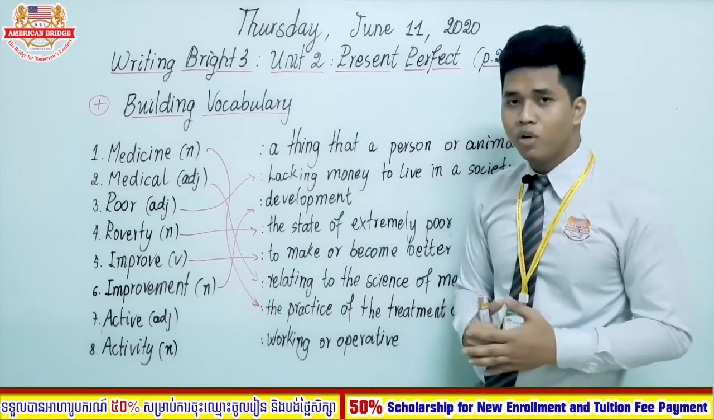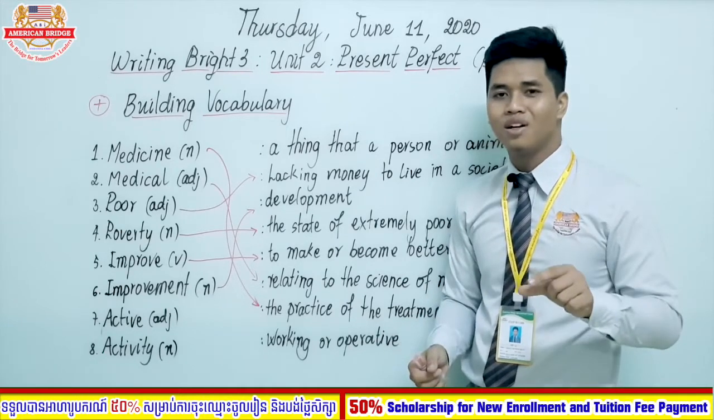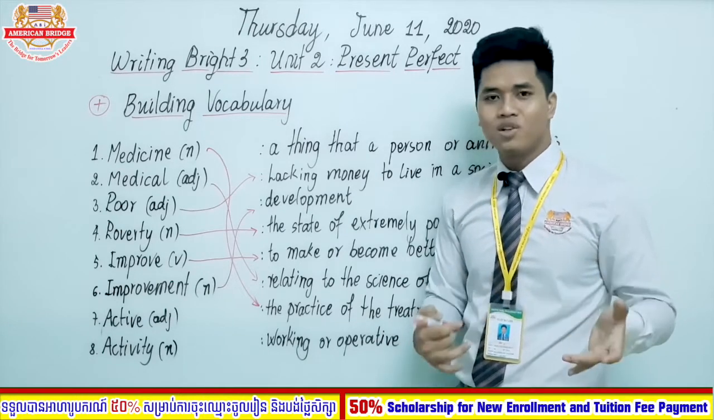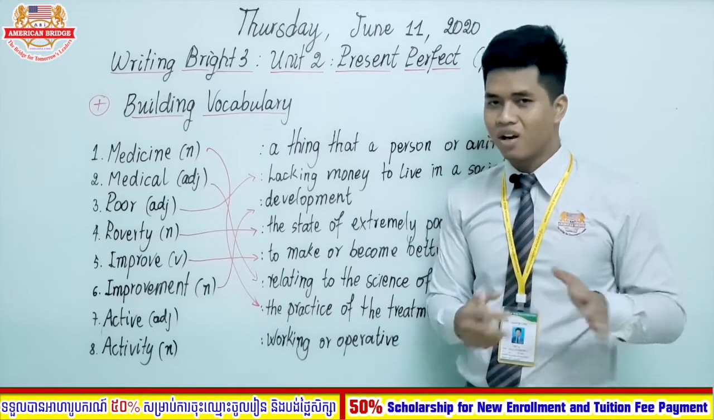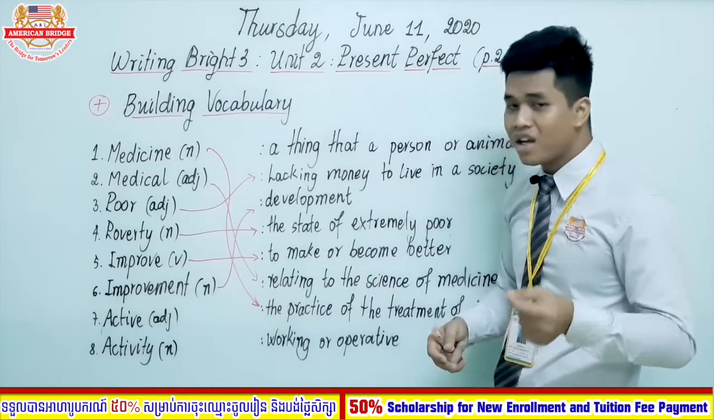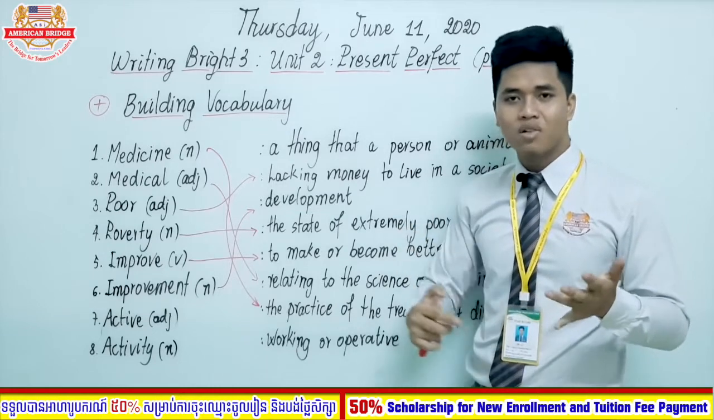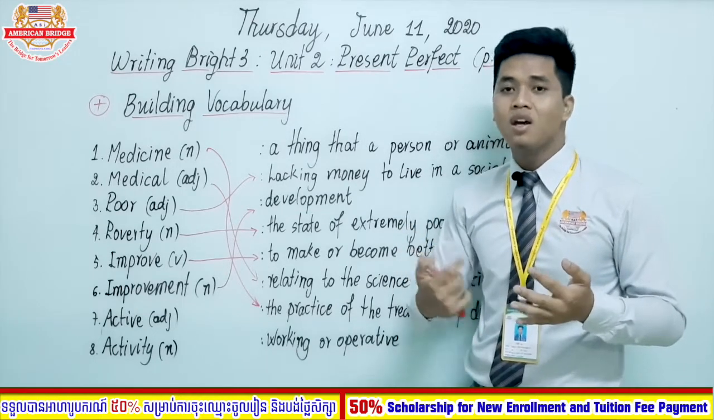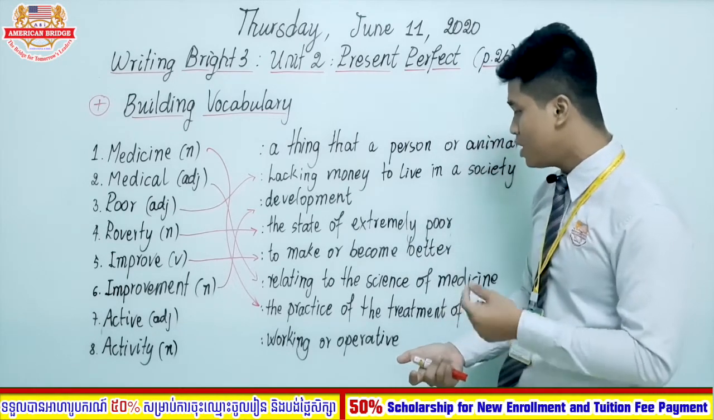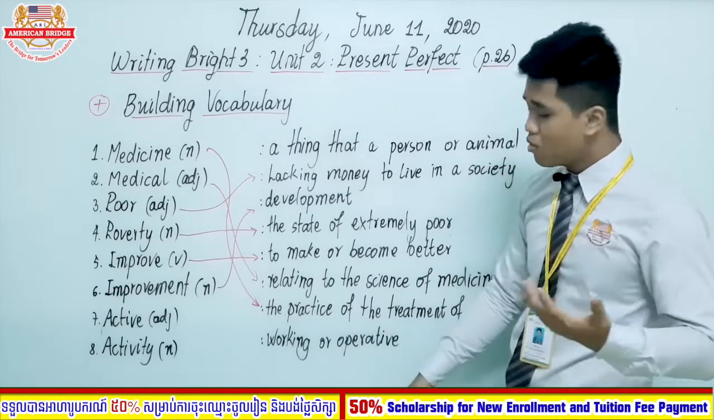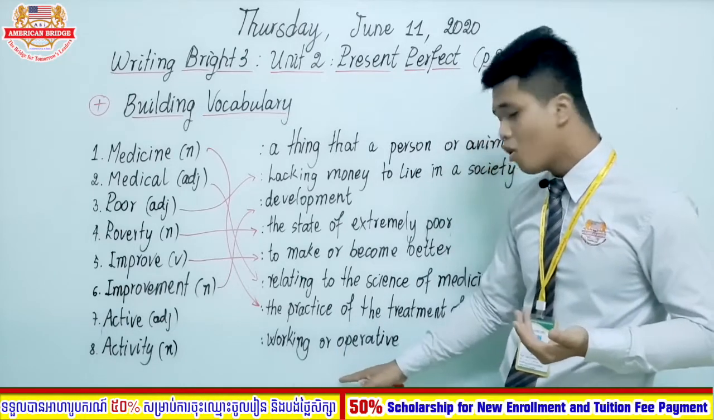Number seven, the word active. Here it is not the word active in our Facebook Messenger. If you see someone is active, you assume that he or she is online. But here the word active is an adjective, and it is used to describe a person or an animal. It can describe a company or a workplace. So the word active here means working or operative.